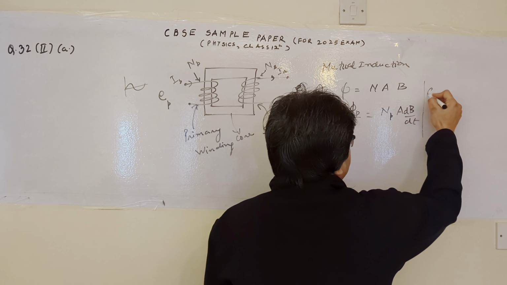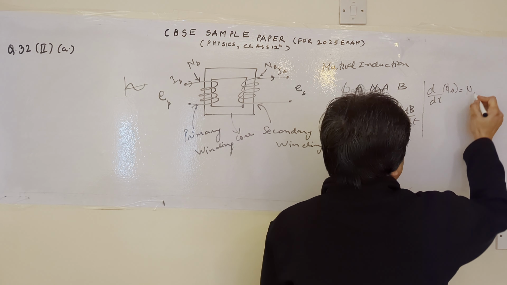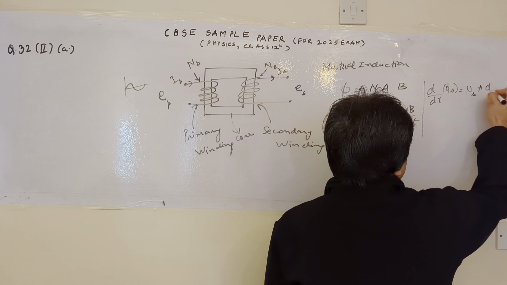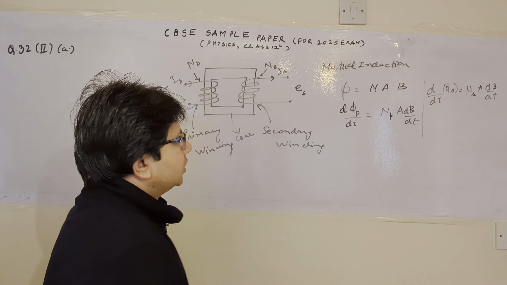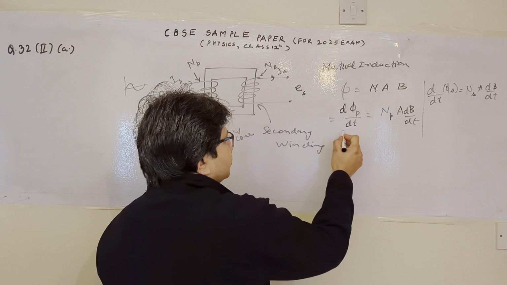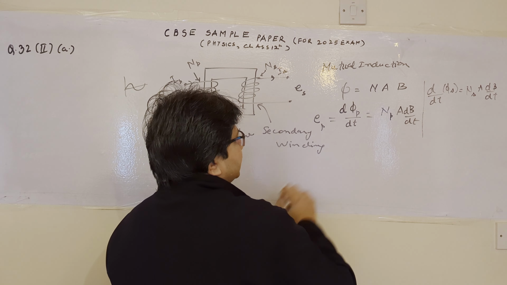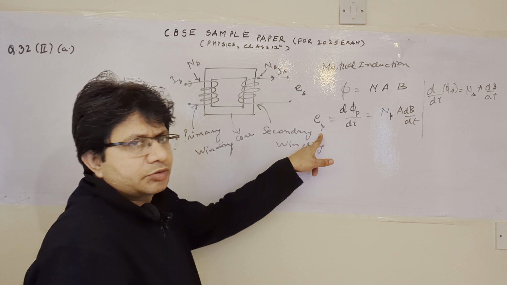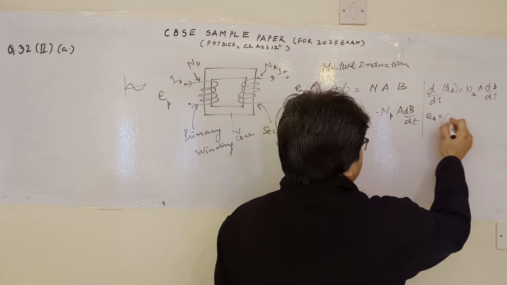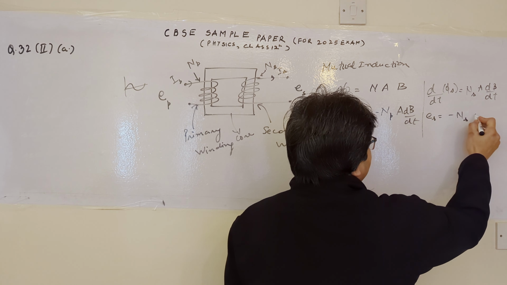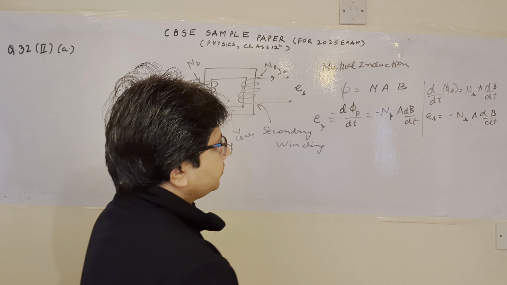Similarly, we can write down dΦ_s/dt = N_s A dB/dt. This is the rate of change of flux. Now this rate of change of flux corresponding to the primary side is E_p, that is the EMF in the primary side, with a negative sign also. Similarly, E_s is equal to negative of N_s A dB/dt. We write it down in this particular manner.